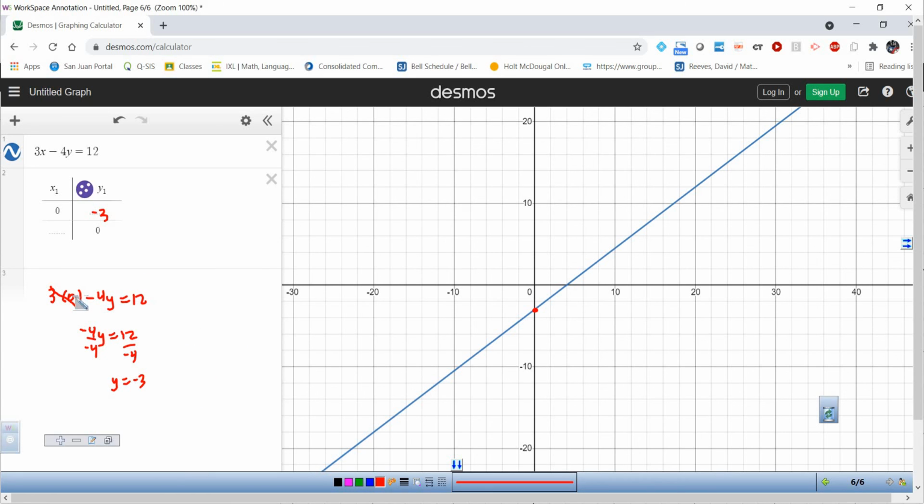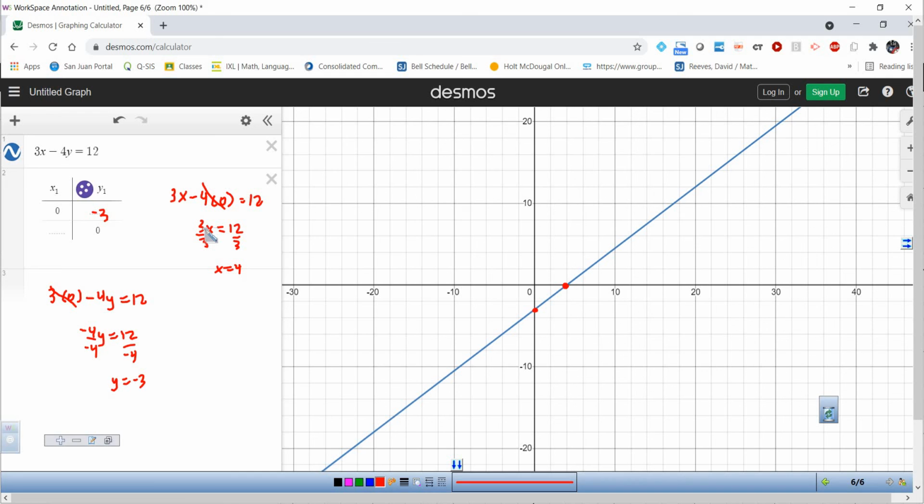If instead of putting in 0 for x, we put in 0 for y, 3x minus 4 times 0 is equal to 12. Well, now that part goes away. We get 3x is equal to 12. We divide by 3. We get x is equal to 4. So there are two solutions. And of course, we could go through and find infinitely many more values that make it true. It's just a lot harder to come up with these solutions when it is in standard form.